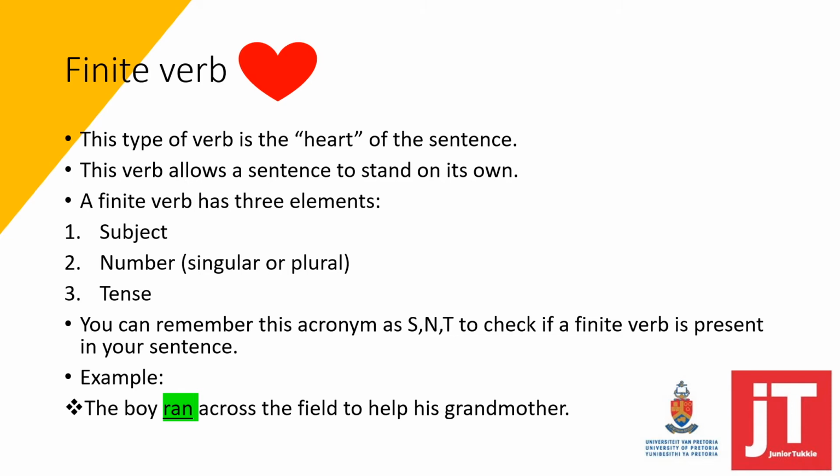A finite verb has three elements which include a subject, a number, and a tense. You can use the acronym SNT to check if there is a finite verb in your sentence. You need to ask yourself the questions: Is there a subject in my sentence? What number does the subject have? Is it singular or is it plural? And finally, what tense is your verb in?